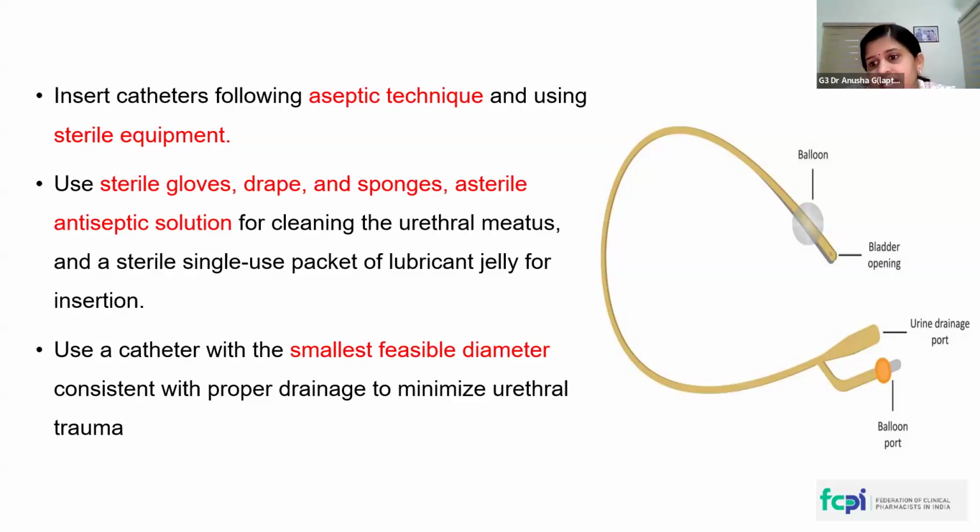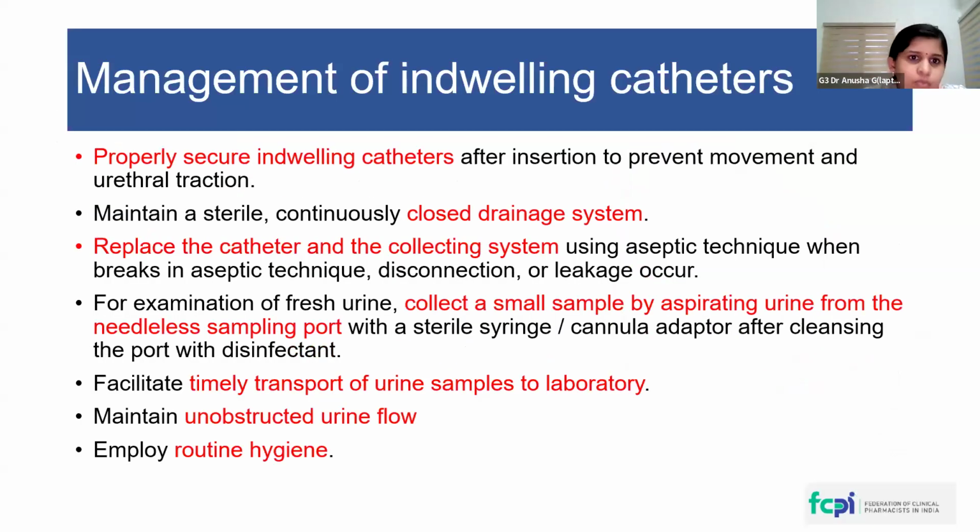So this is a picture of a urinary catheter. You can see that the urinary catheter has a balloon port and a urine drainage port, and through the balloon port, after inserting the catheter, the balloon is inflated so that the catheter does not come out from the patient's urinary tract. Now, once the catheter is inserted, to prevent CAUTI, the catheter has to be secured properly so that it does not cause any movement or traction.